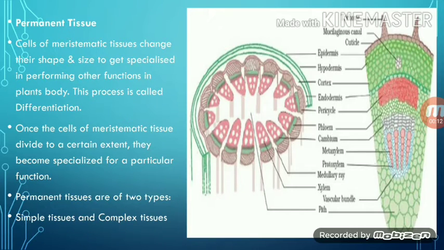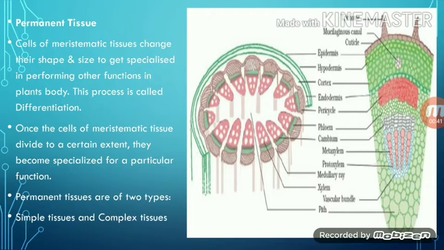Cells of meristematic tissue change their shape and size to get specialized in performing other functions in plant body. This process is called differentiation. Once the cells of the meristematic tissue divide to a certain extent, they become specialized for a particular function. Permanent tissue are of two types, simple tissue and complex tissue.